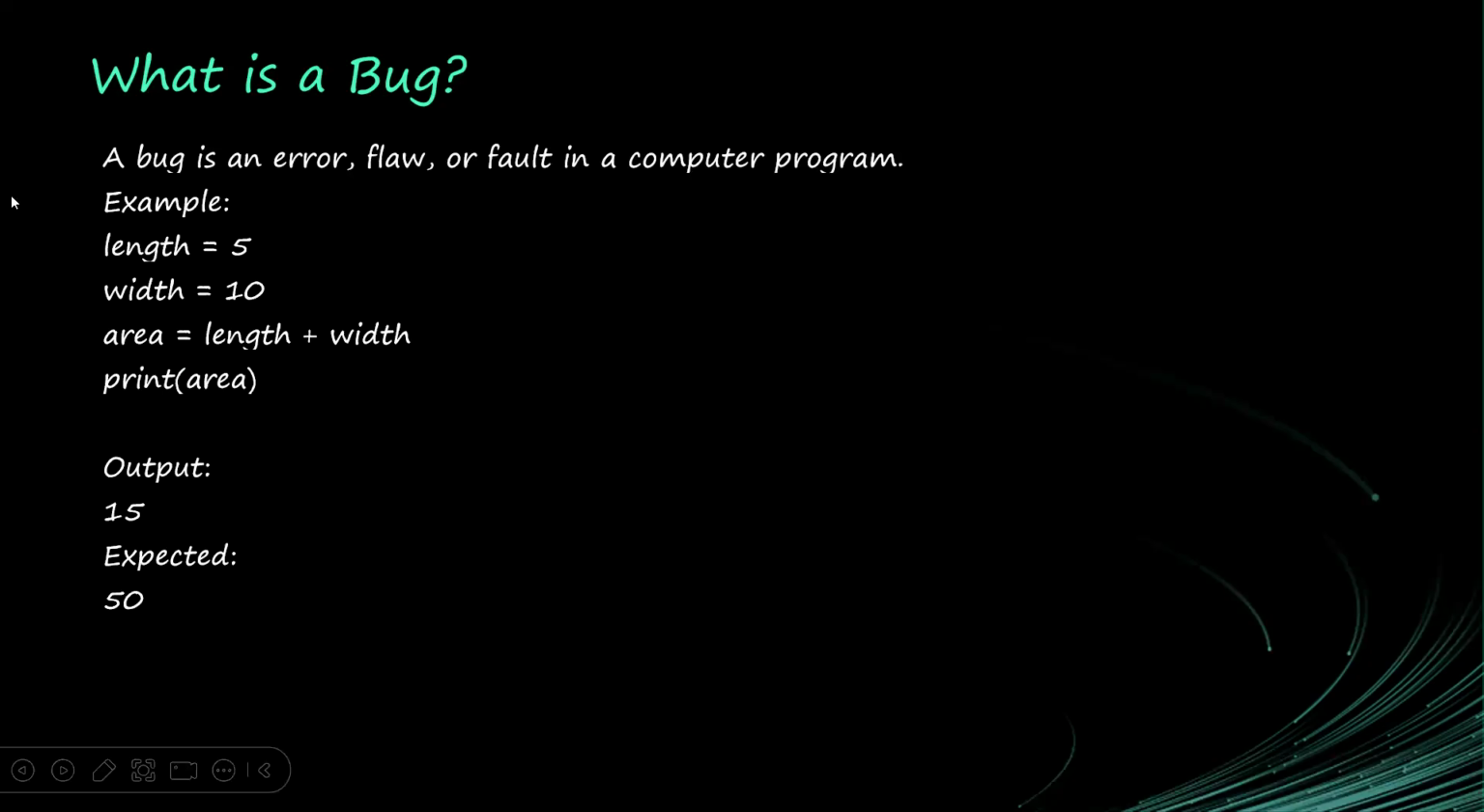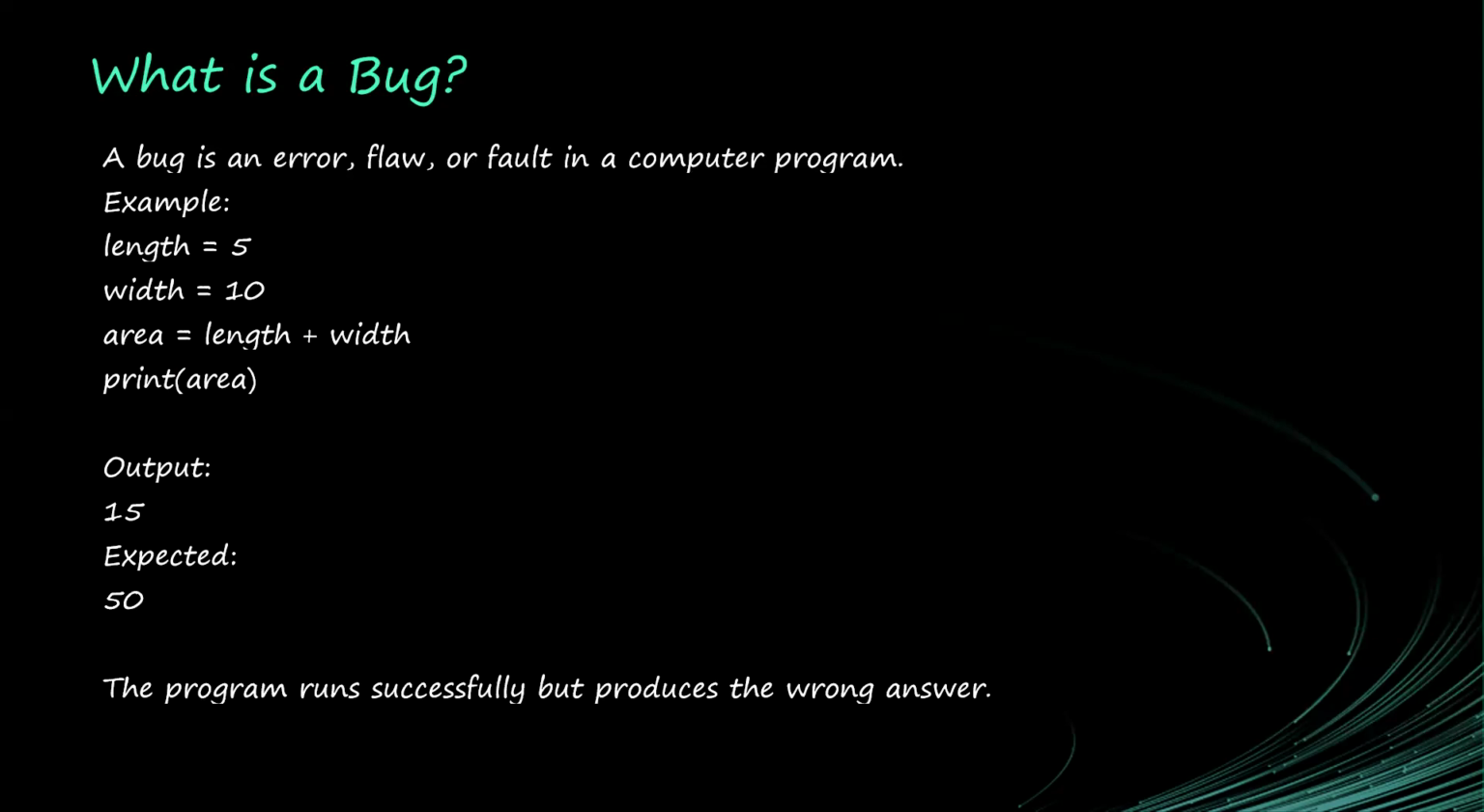This is where you will have to debug it to find out. You might not see this mistake immediately, but over time, when you take a look at it, you will not be able to find out what you did wrong. It's a flaw. Your logic is flawed. Your logic is not correct in this case. So the program runs successfully but produces the wrong answer. It will not crash, it will run successfully, but it will produce a wrong answer. So this is a bug.